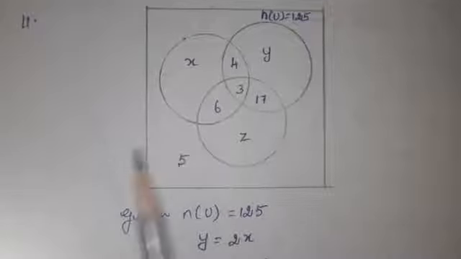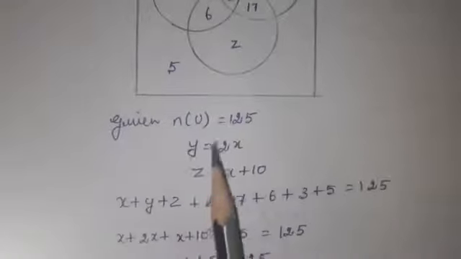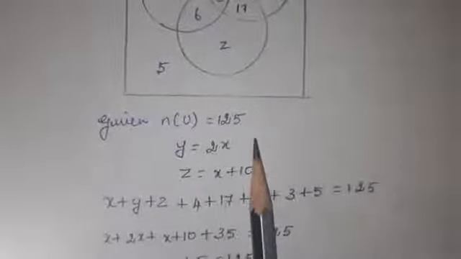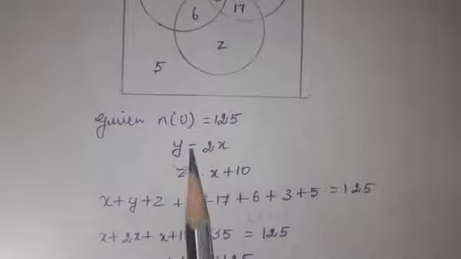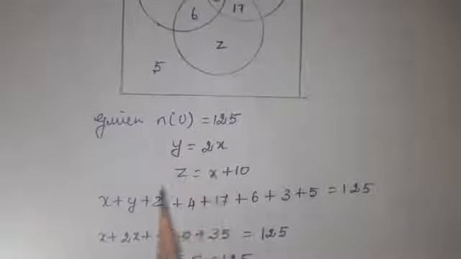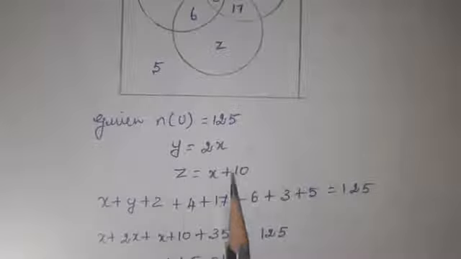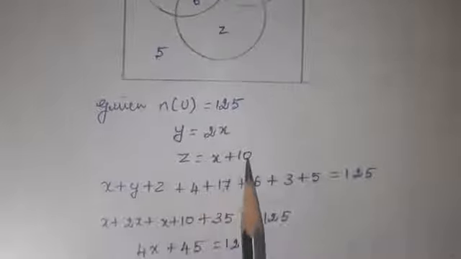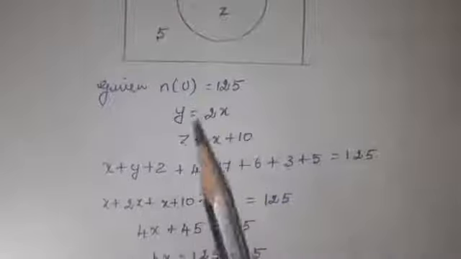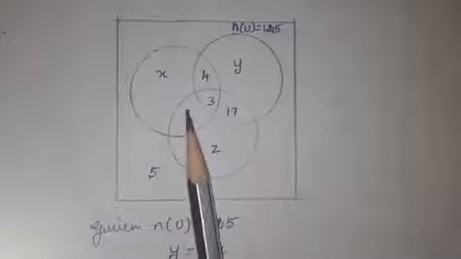Solution. This diagram I have written here. Given, n of u is equal to 125. In the question they have given y is 2 times x. So y is equal to 2x. z is 10 more than x they have given. z is equal to x plus 10. So here come to that question. The diagram they have given is like that now. Here I am adding this one.